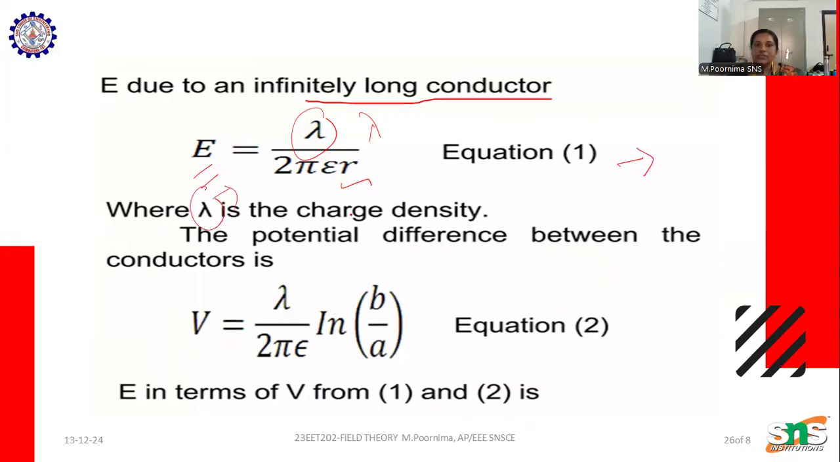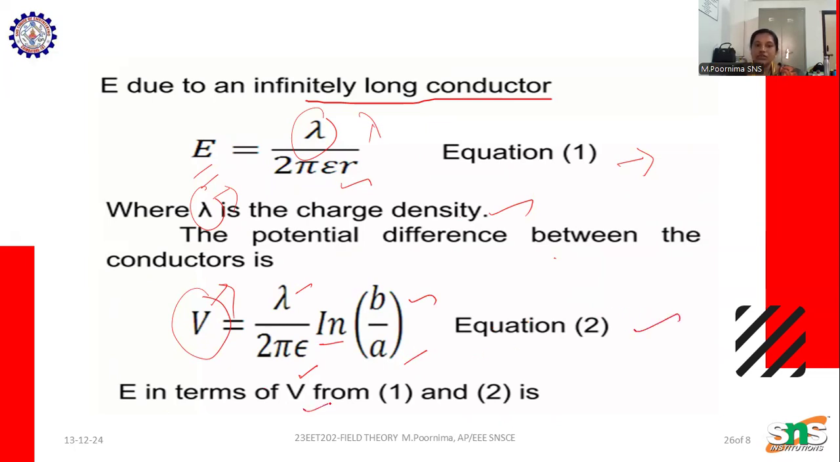Here this symbol represents the charge density. The potential difference between the conductors, that is the voltage, is gamma divided by 2 pi epsilon, into ln of B by A. That is equation number 2.